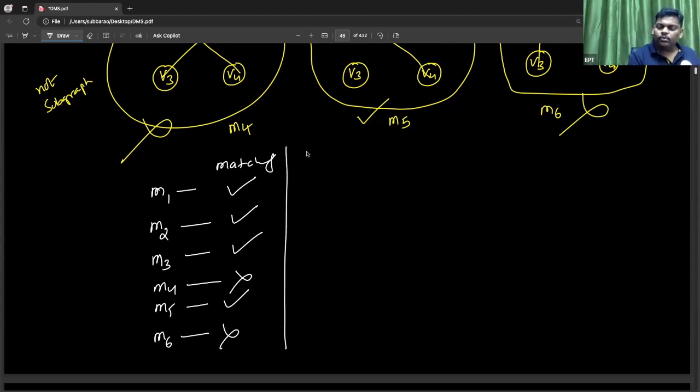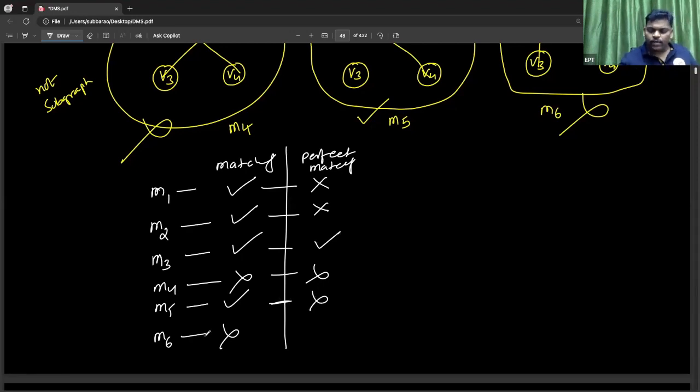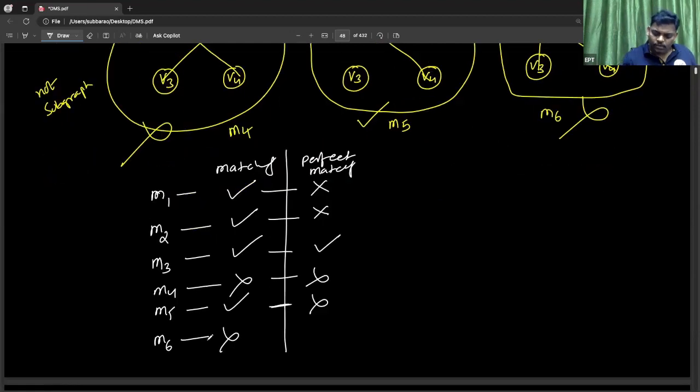Next, what about perfect matching? First of all, it should be a matching. Then, is every vertex degree 1? For M1, no. M2, no. M3, it is a matching and every vertex degree is 1, yes. M4, not a matching, so no concept of perfect matching. M5, every vertex degree 1? No. M6, is it a matching? No. Okay, this is also fine. I am very happy till now.